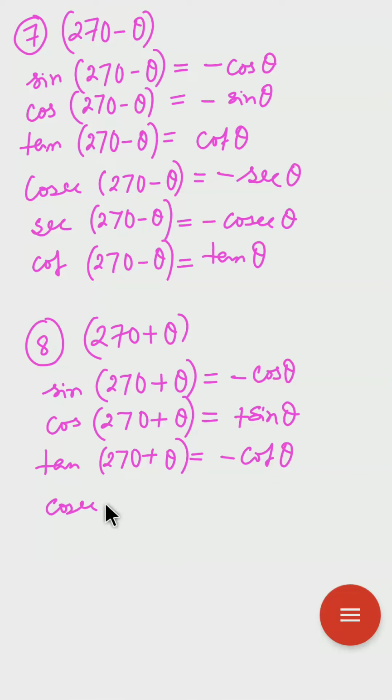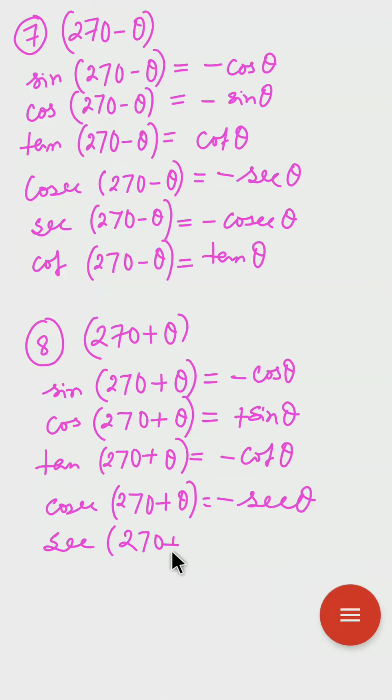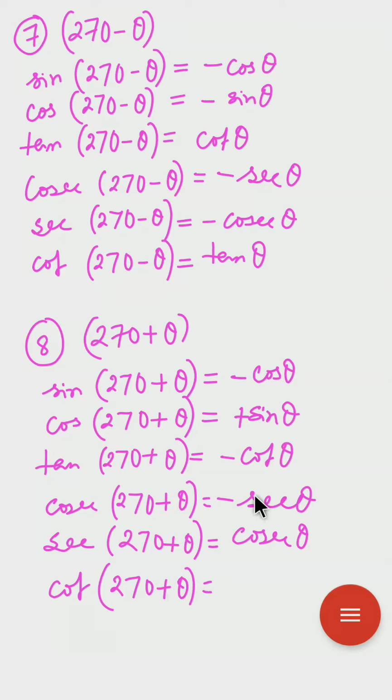Again, cosec 270 plus theta is equal to, from this formula, it will come as minus 1 by this. Okay, so this is minus sec theta. Similarly, sec of 270 plus theta will come as, from here, cosec theta. And lastly, cot of 270 plus theta will come from here as minus tan theta. Okay.